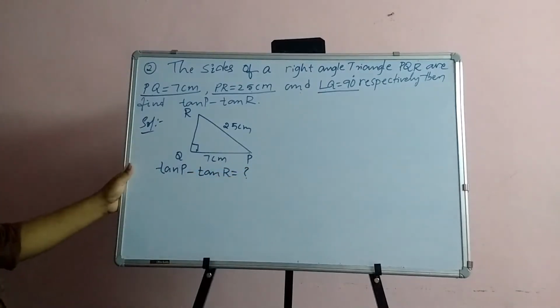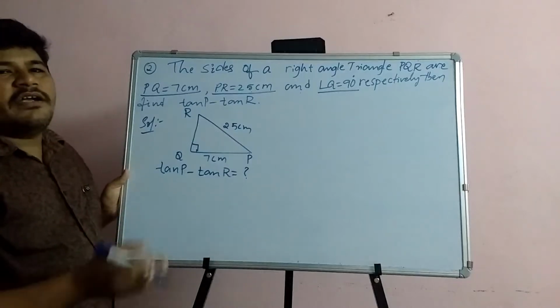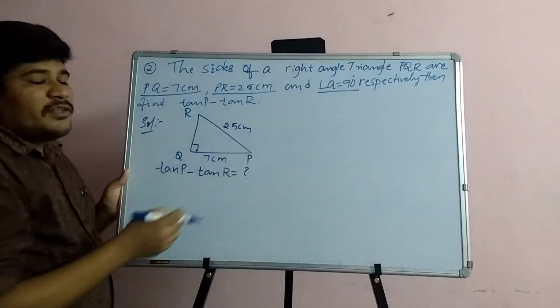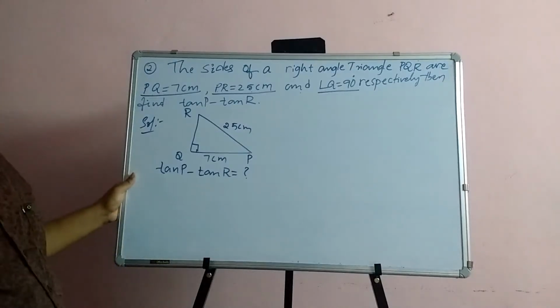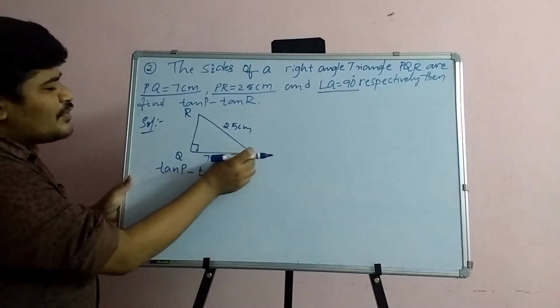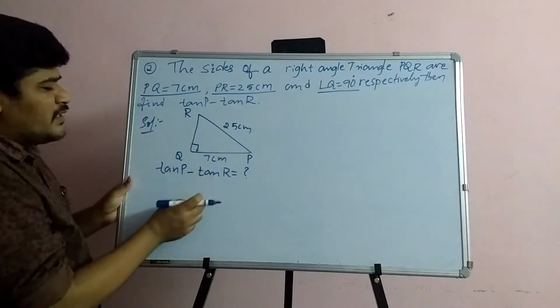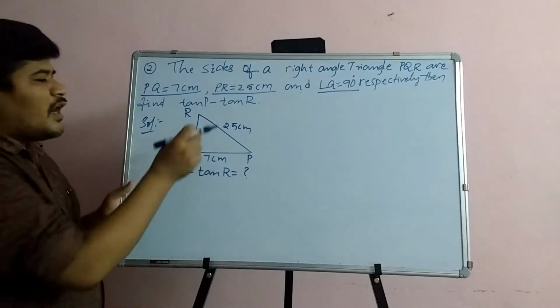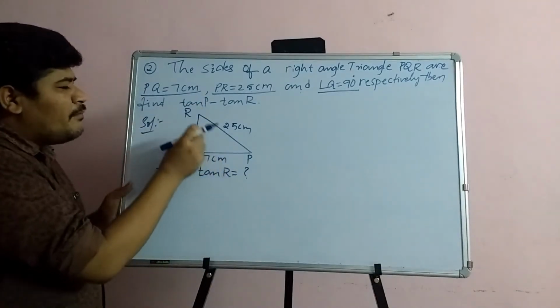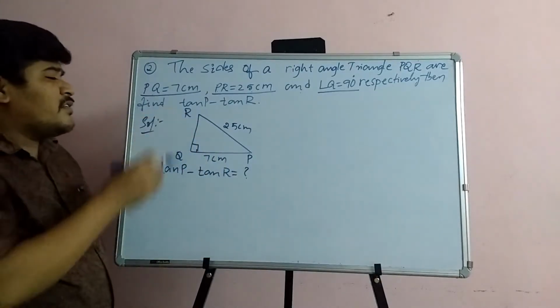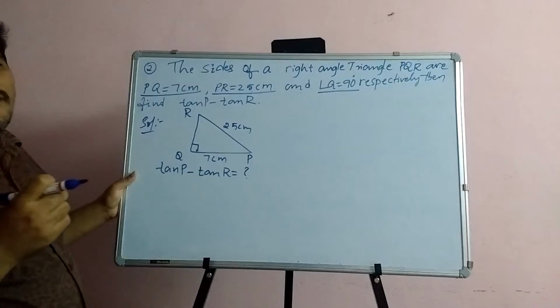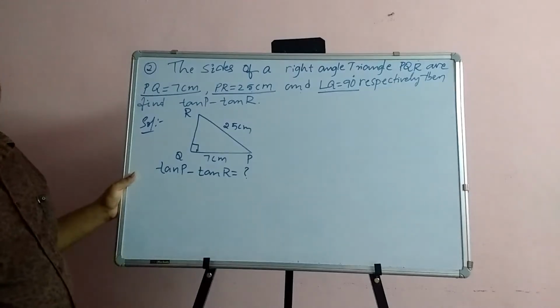So to find tan P or tan R, what is tan theta? Opposite side by adjacent side. So if you take tan P, it is the opposite side to P by the adjacent side to P. If you take tan R, it is the opposite side to R by the adjacent side to R. But children, here we don't have the QR side, so we need to find it by using the Pythagoras theorem.